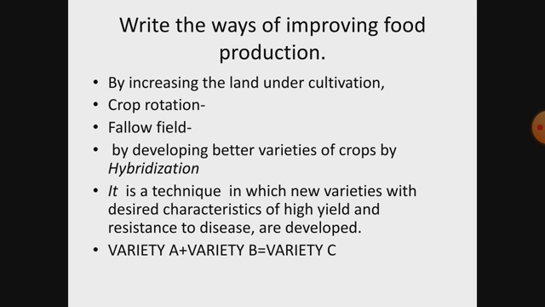Another method is hybridization. In hybridization, for example, they select variety A and variety B and they combine them to get the variety C. In variety C, we get the desired qualities of variety A and variety B both. It is a technique in which new varieties with desired characteristics of high yield and production and resistance to disease are developed.